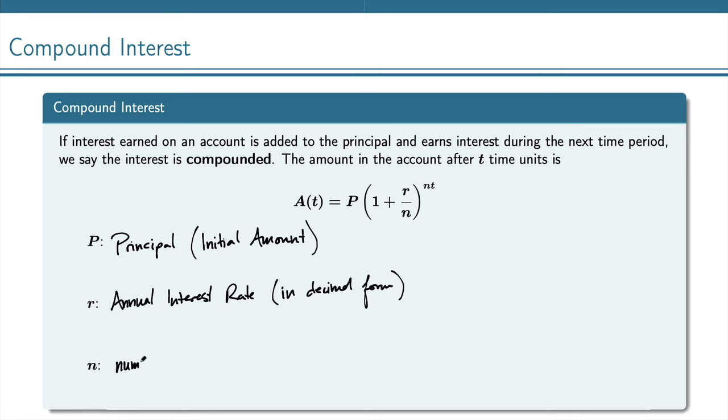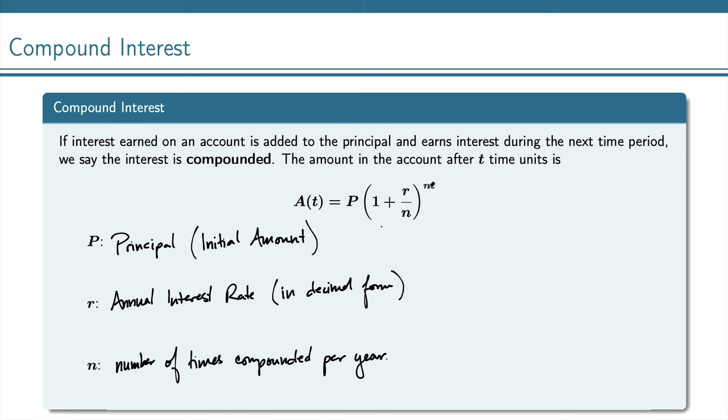Number of times compounded per year. Okay, and so what we're doing is we're taking that interest rate and we're splitting it up over the year. So if I'm compounding each month, so 12 times per year, then I get a 12th of that percentage increase each month.